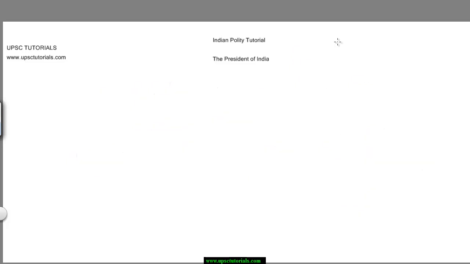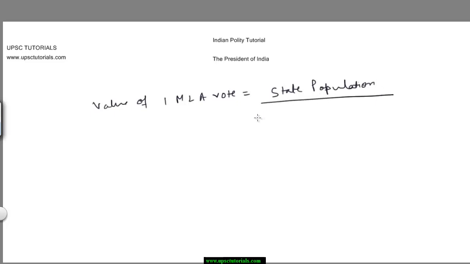Now what is the formula to calculate the value of votes? Each MLA's vote is calculated on the basis of state population. So value of one MLA vote is equal to state population upon 1000 into number of state MLAs. Okay.